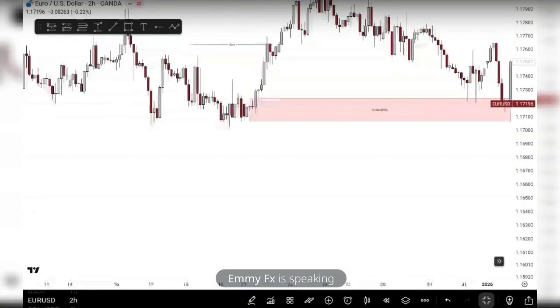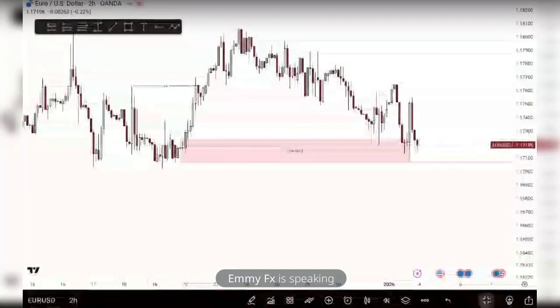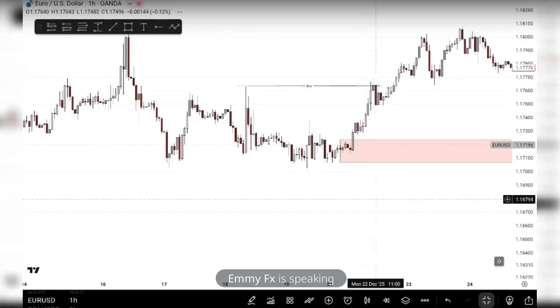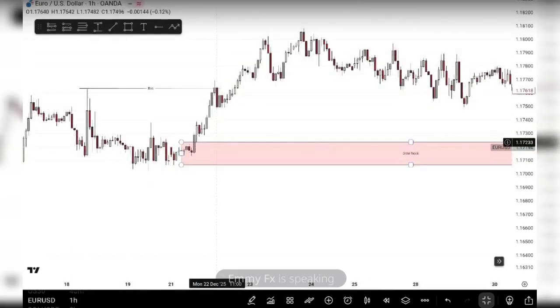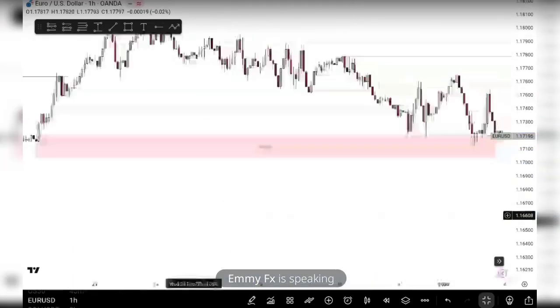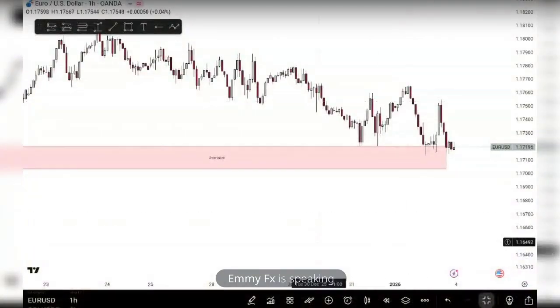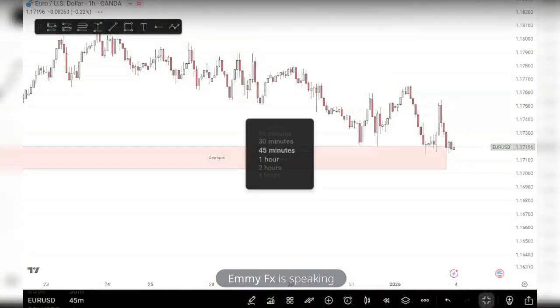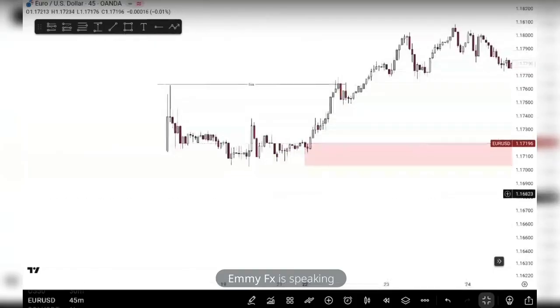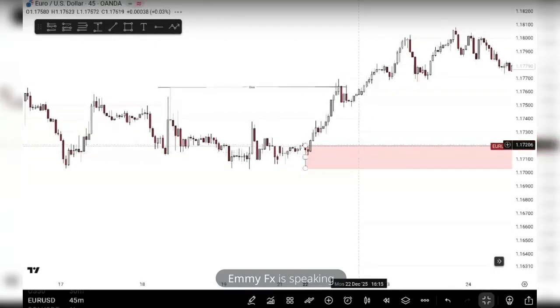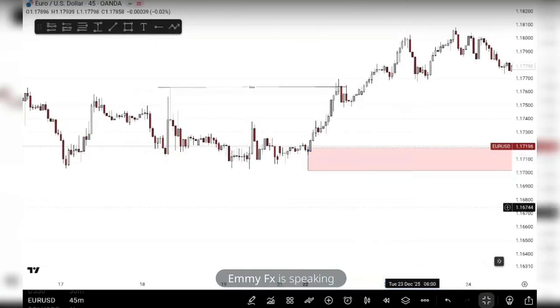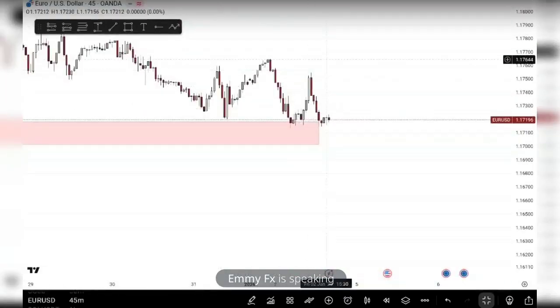So in our 1 hour time frame, let's move into this order block. Price reacted from this order block, also met the supply zone and dipped in. All right, in our 45 minutes, let's also refine the order block. Price reacted from it and also moved to the downside.